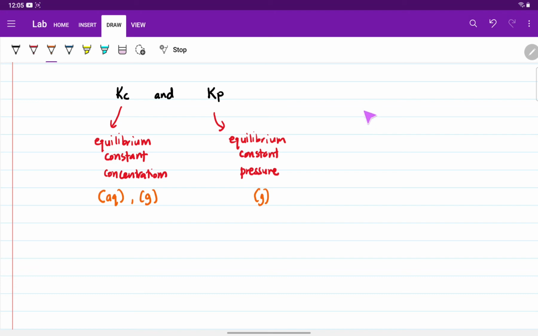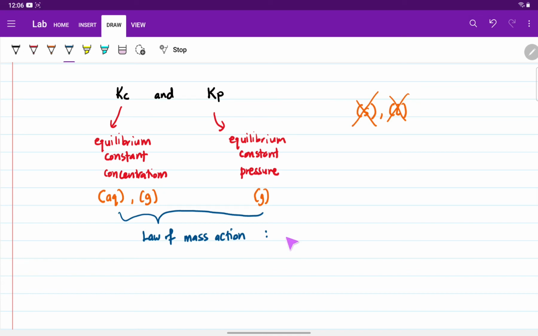So, kalau dalam soalan, awak nampak solid, awak nampak liquid, pure liquid. So, dua-dua ni takkan ditulis dalam kita punya Kc and Kp expression. Okay, and then you need to remember, so this Kp and Kc expression, dia tertakluk kepada satu law. Law apa? Law of mass action.